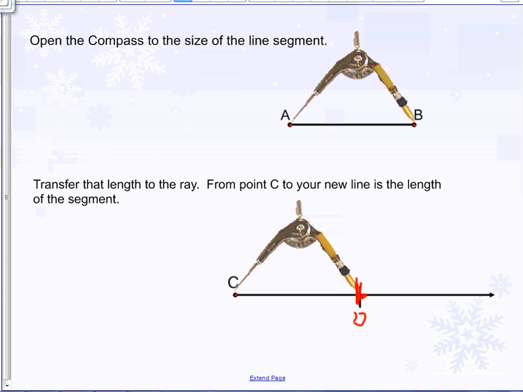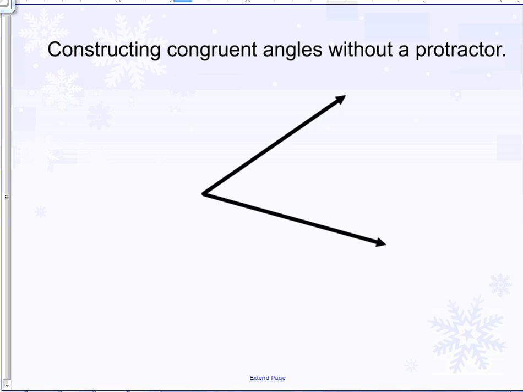All right, the next construction we're going to be talking about is constructing congruent angles without a protractor. That's the key here, without a protractor. Yes, it is easy to just pick up a protractor and measure it and then take it over and do it again, but this is a really good skill to learn how to do.